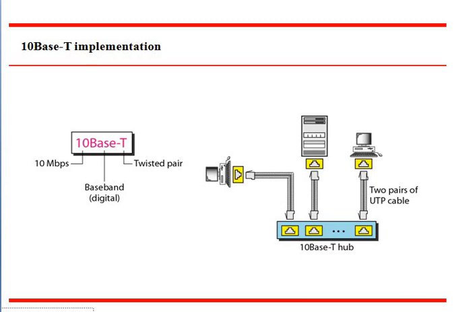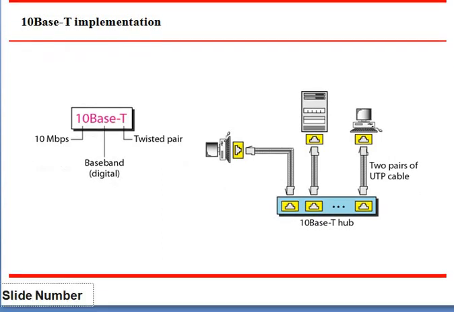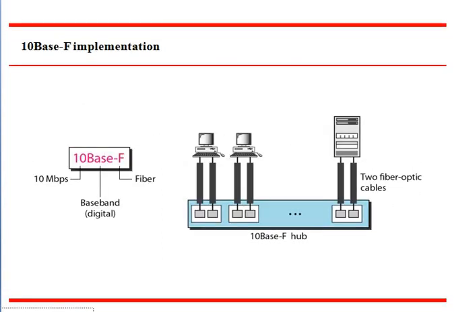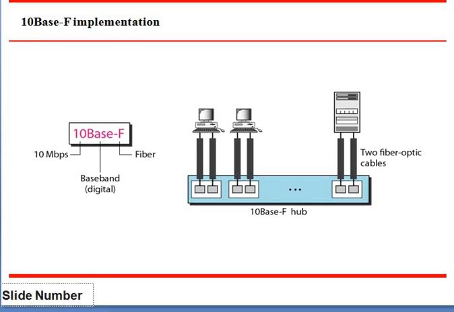Next we move on to the 10BaseT implementation. Here also we are going to use 10 Mbps of data, baseband is digital, and the cable we are going to use here is twisted pair cable. Next we move on to the 10BaseF implementation. Input is 10 Mbps of data, baseband is digital, and the cable we are going to use in the 10BaseF implementation is fiber cable.